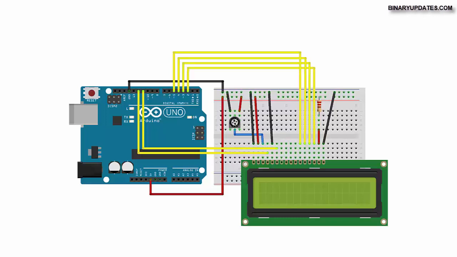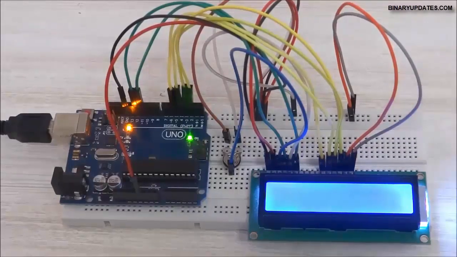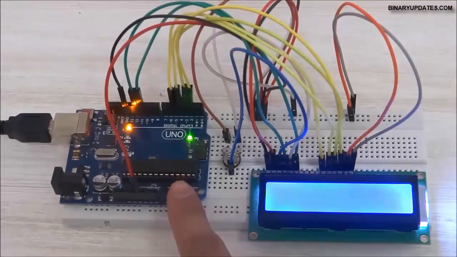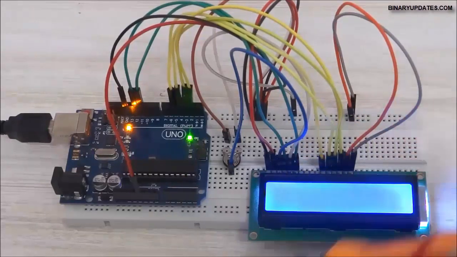Now when we are done with all these connections, the first step is to make sure whether the circuit works or not. As you can see in this video, there is a 16x2 character LCD which is connected to an Arduino Uno, and I have hooked up all the pins of the LCD, from 1 to 16, to the Arduino Uno, and that's how you complete the circuit. Now before we go ahead and write a program, the first step is to make sure whether the LCD works fine or not.